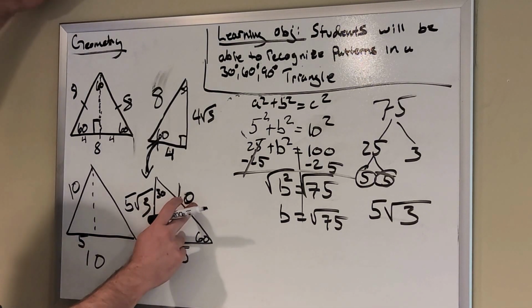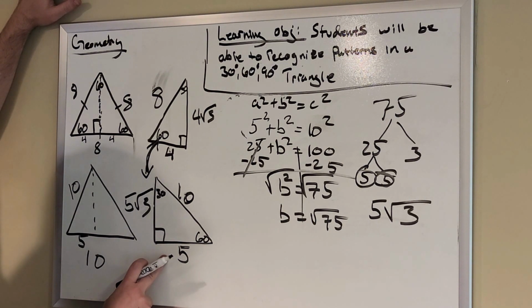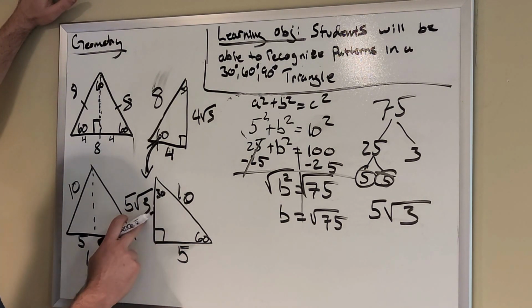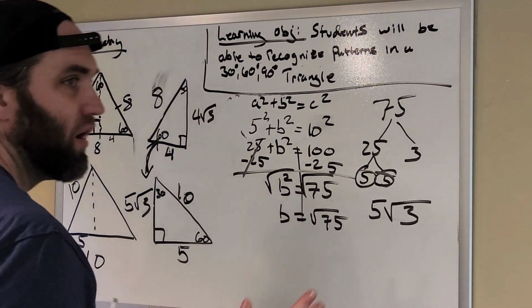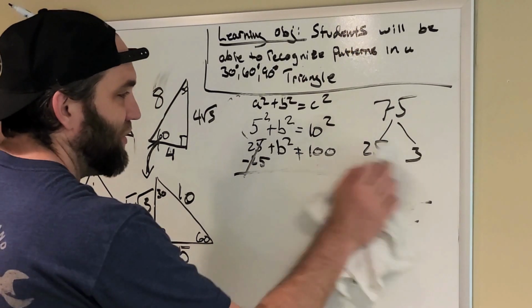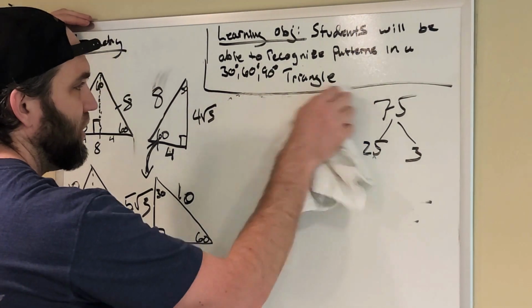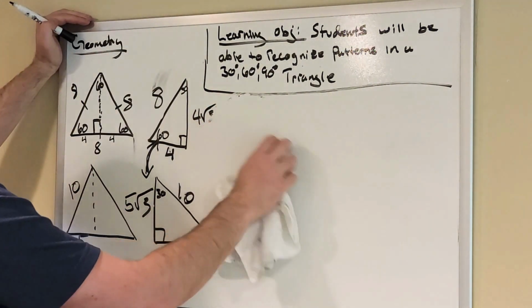So my long side's a 10. My short side is half of 10. And then my other side is half of 10 times the square root of 3. Oh, okay, I see what's going on here. Let's write it in a way that we can use as a formula to solve for missing sides.